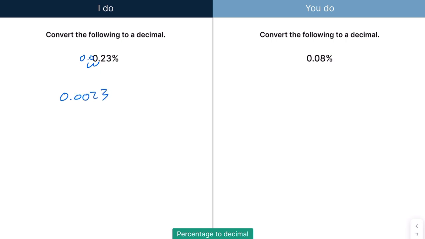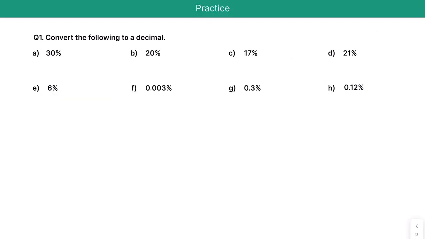0.003. And again, exact same thing here. Hop there, 0 there, and there. So that's 0.0008 as a decimal. Again, here's some practice questions. Press pause and have a go.